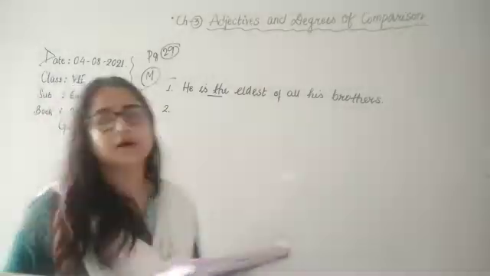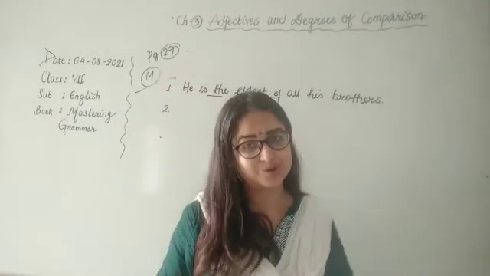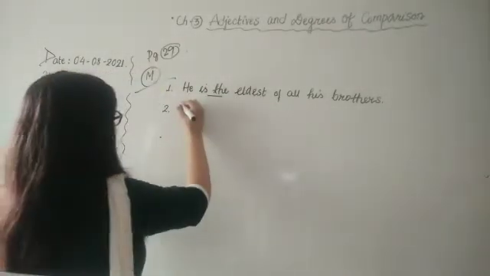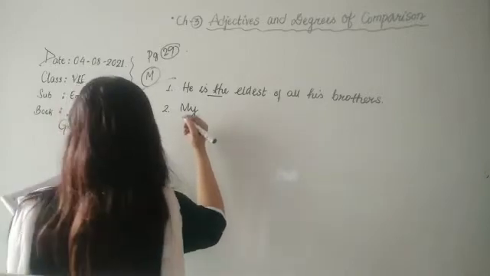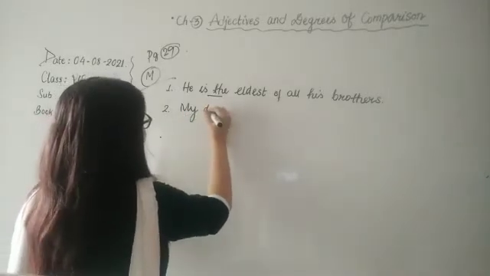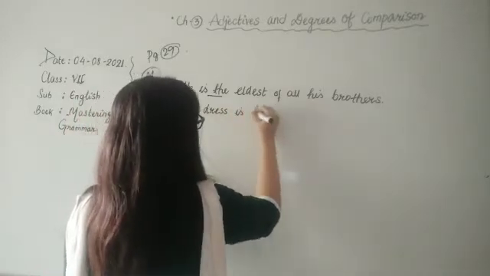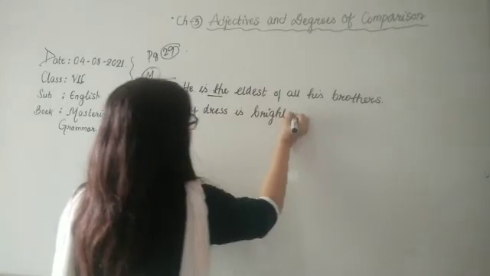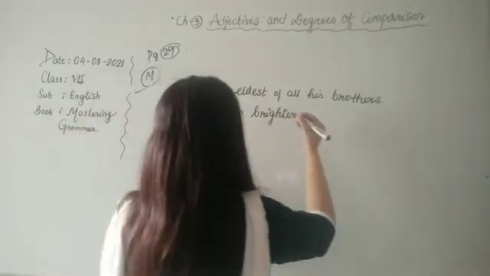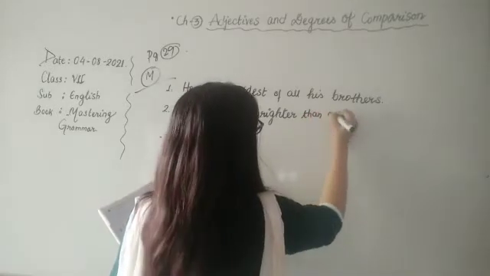Number 2. My dress is more brighter than yours. More brighter, wrong English, because brighter is already in comparative form. My dress is brighter. Brighter is already in comparative form, so we cannot use more with it. My dress is brighter than yours.